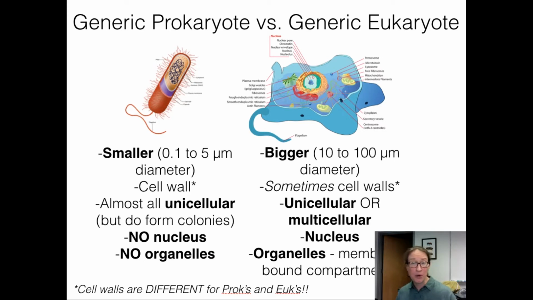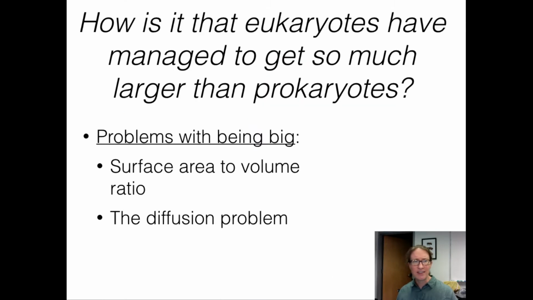So just once again, prokaryotic cells tend to be somewhere in this smaller size range. Eukaryotic cells tend to be in a larger size range, usually around 1 to 2 orders of magnitude larger. And so now this leads us to a question, which is, how is it that the eukaryotes have managed to get so much larger than the prokaryotes? And I think to fully appreciate this question, we have to think for a little bit about why it might be a problem to be bigger. And I'm going to highlight 2 problems with being big.